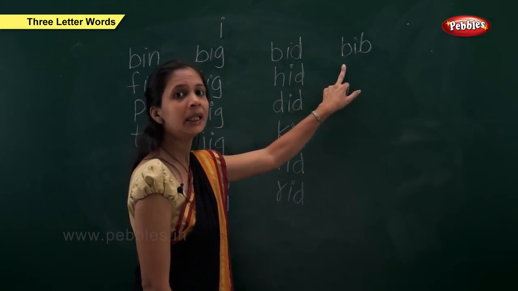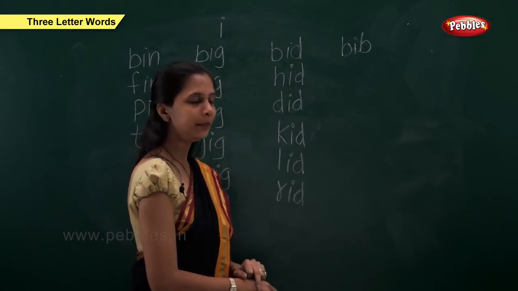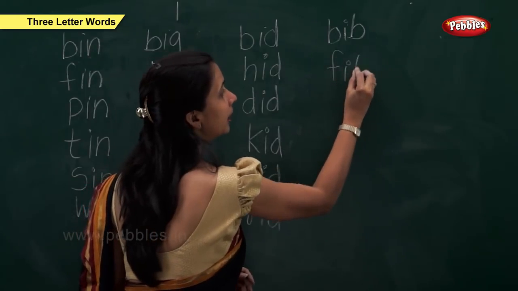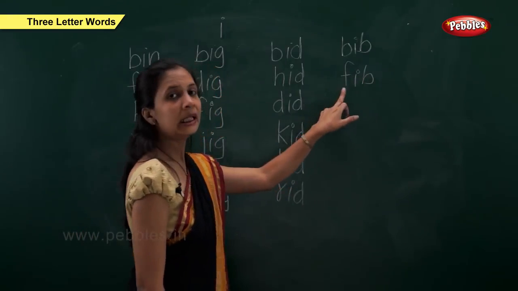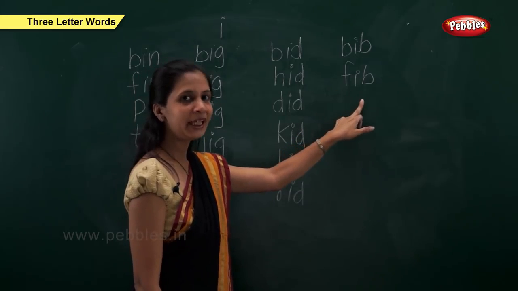B, I, B, bib. The next is F, I, B, fib. F, I, B, fib. F, I, B, fib.